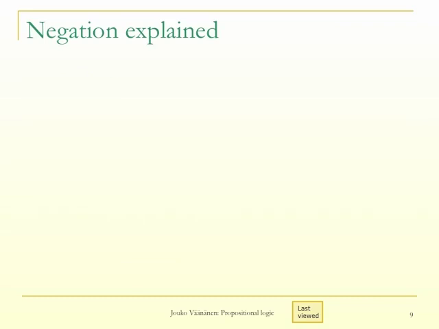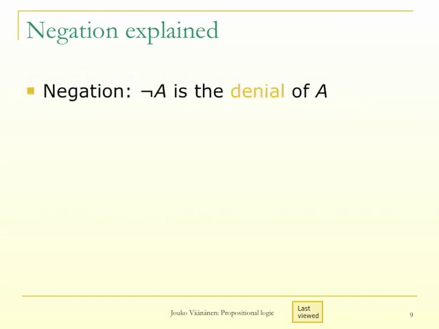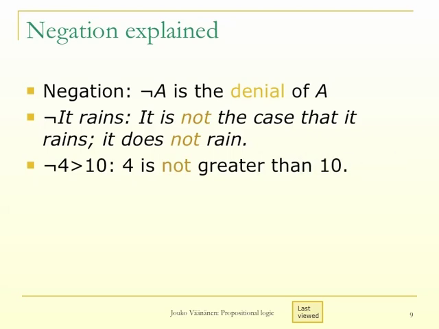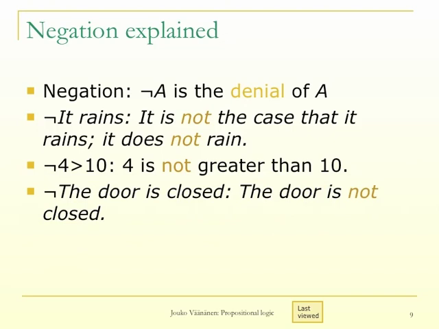Negation. The negation of A, not A, is intuitively simply the denial of A. Here are some examples. Negation of "it rains" means it is not the case that it rains, or it does not rain. Negation of "4 greater than 10" means 4 is not greater than 10. Negation of "the door is closed" means the door is not closed.